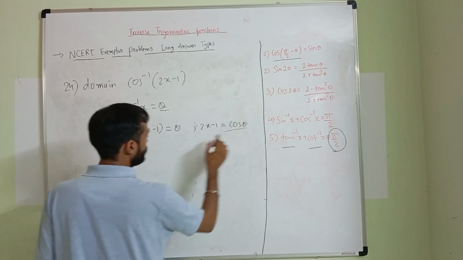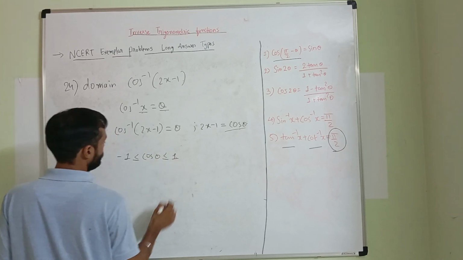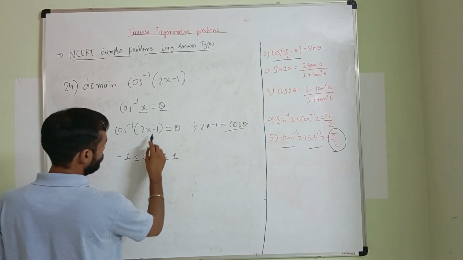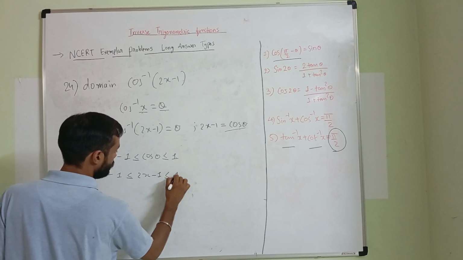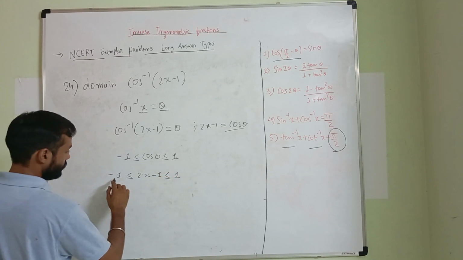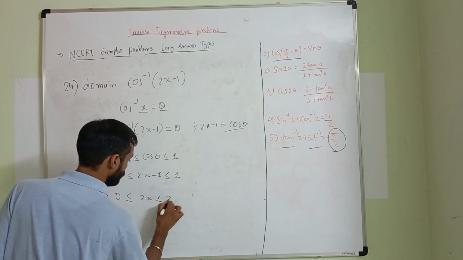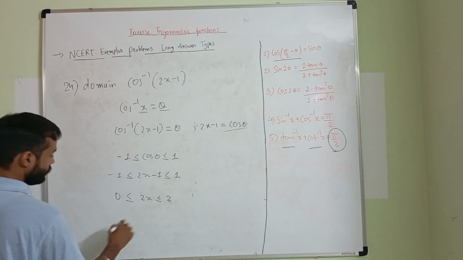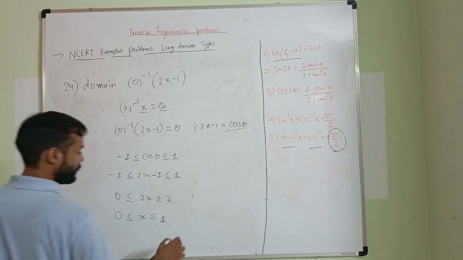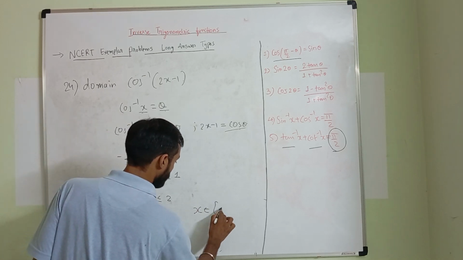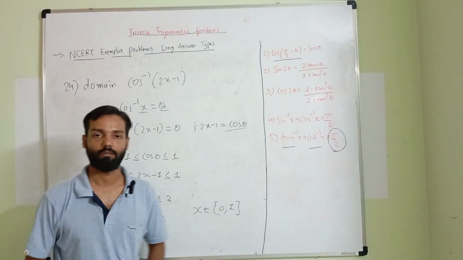The range of this cos theta is from minus 1 to 1. So now replacing cos theta with 2x minus 1, we get 2x minus 1 less than or equal to 1. Adding 1 to the whole inequality, we get 0 less than or equal to 2x less than or equal to 2. Now dividing by 2, we get 0 less than or equal to x less than or equal to 1. Hence x belongs to 0 to 1, which is the domain of the required function.